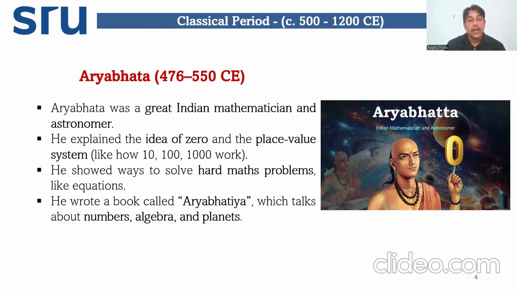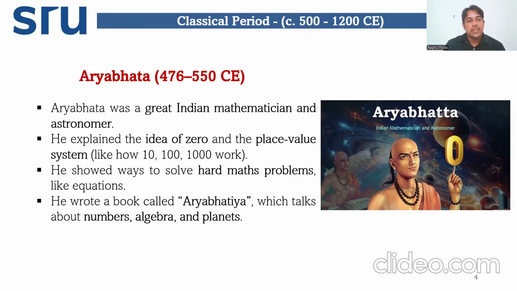He explained the idea of zero. So he was the first person to introduce zero to mathematics. Can you imagine mathematics without a zero? And the credit goes to our ancient philosopher and scientist Aryabhata. He introduced the place value system to mathematics, such as tens, hundreds, thousands. This is called the place value system, which was introduced by Aryabhata.